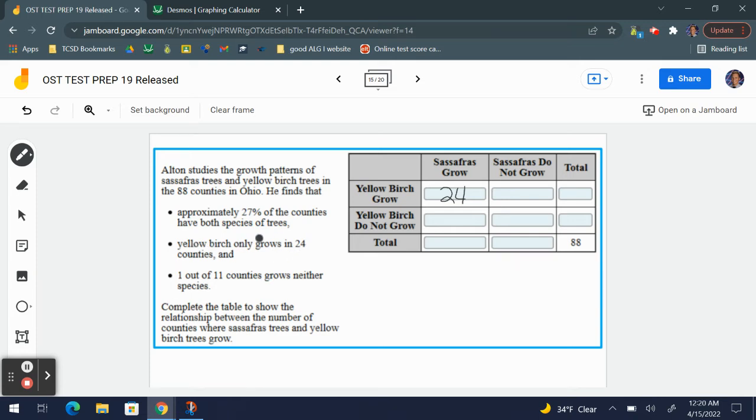Yellow birch trees only grow in 24 counties. So that would be the 24 counties that they grow in. So this number here totals 24. So this number has to be 0 because these two frequencies have to total to this marginal data here. That's how we get 0 here. And then 1 out of 11 counties grows neither. So that means both do not grow in 1 out of 11.